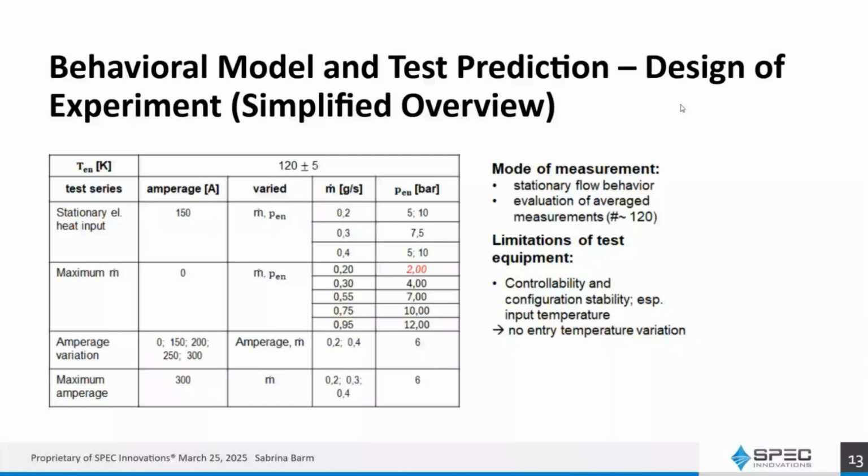Derived from those test predictions, we created a design of experiment that you can see in a simplified overview here. And what we decided to do in our tests is to run different series, varying mass flow and entry pressure, and also the amperage, the strength of the electrical current, which means varying the heat input. What is not varied here is the entry temperature.